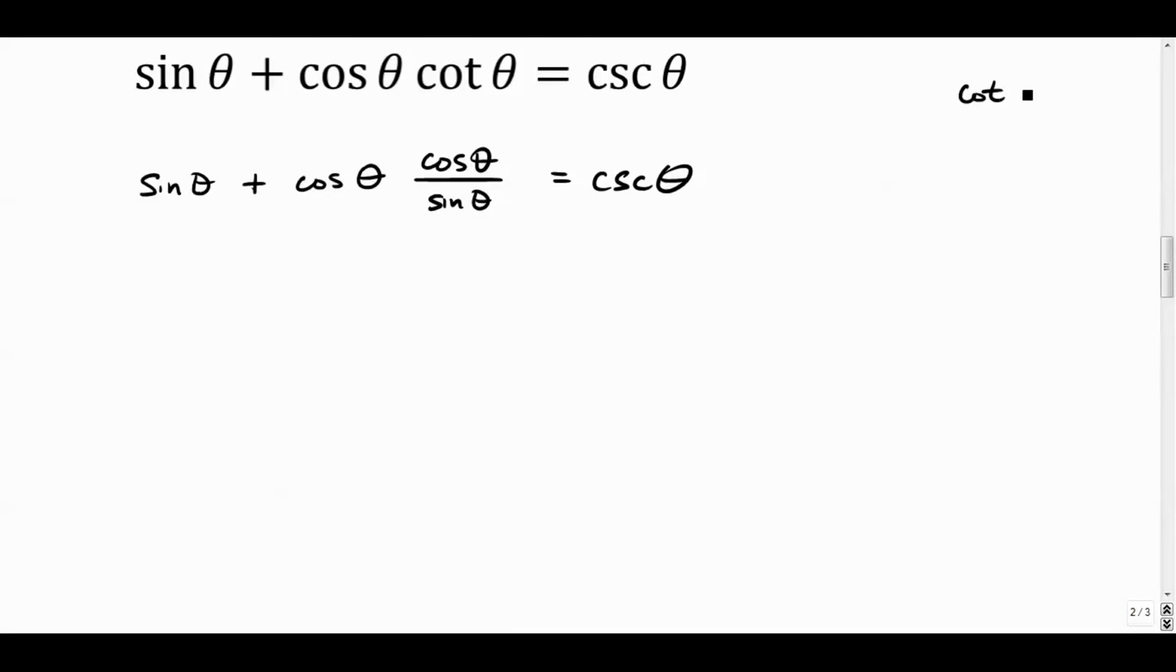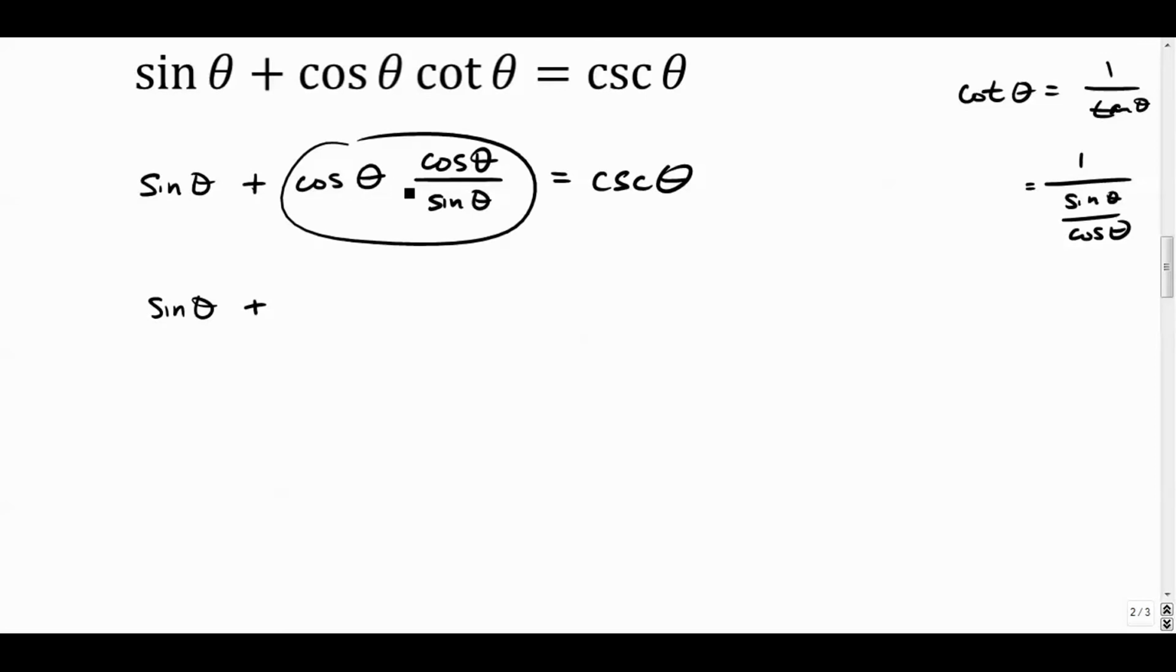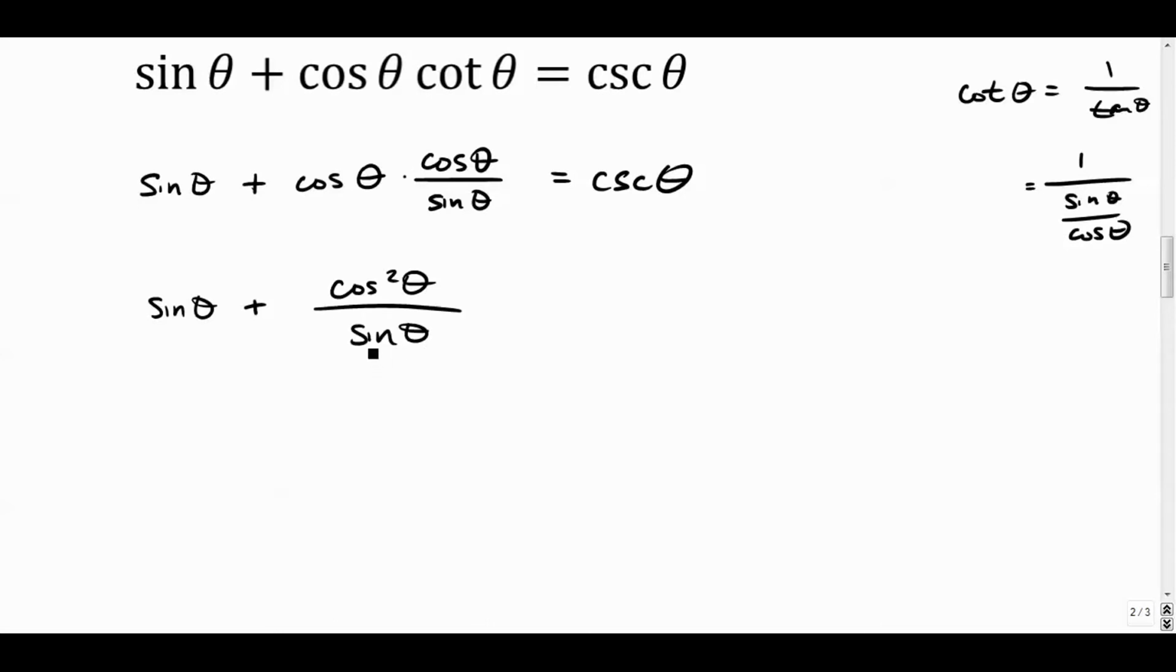All right, cotangent of an angle is 1 over tangent. But I know that tangent is sine over cosine. So that means cotangent must be cosine over sine. Just kind of flip these up. Alright, so we have sine of theta plus, now I just need to multiply these two together. There's multiplication there. So this cosine is going to go in the top to give me cosine squared theta over sine theta. Alright, a cosine times a cosine is cosine squared.